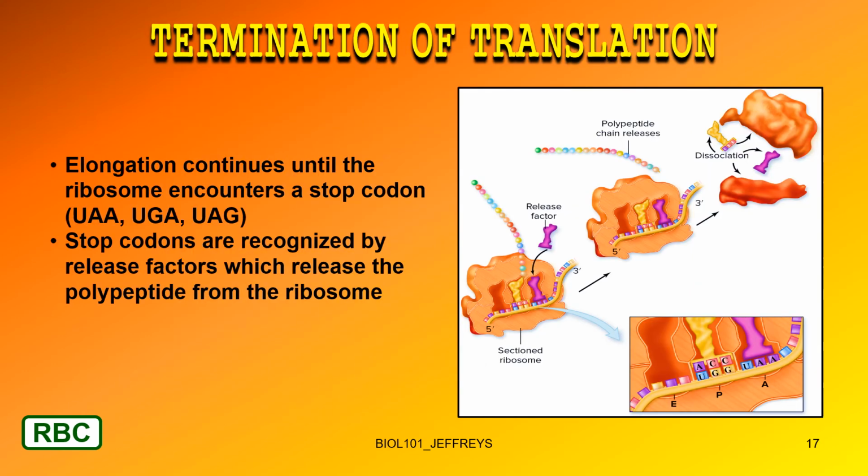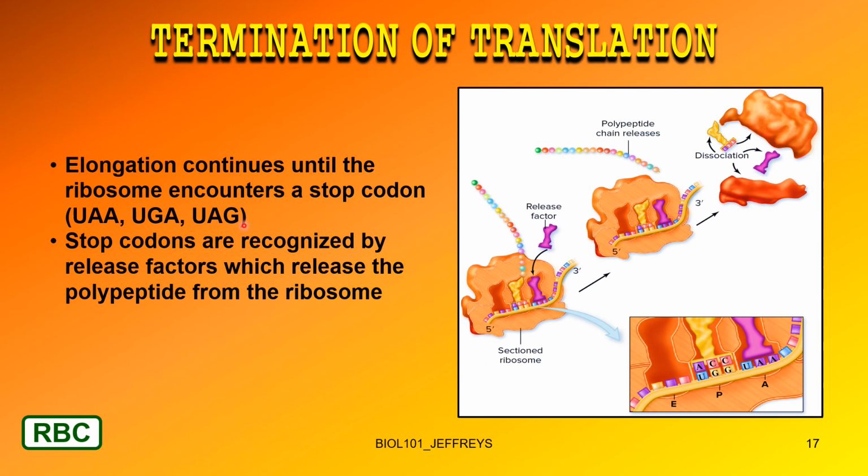Termination of translation happens when you get to a stop codon. Remember, AUG is a start codon, and so you read AUG, that tells the ribosome start translating: AUG, AAU, GGC, CAU, like that all the way down, and then you get to a stop codon, UAA, UGA, or UAG, and then the stop codon tells the ribosome, okay, you can stop translating.